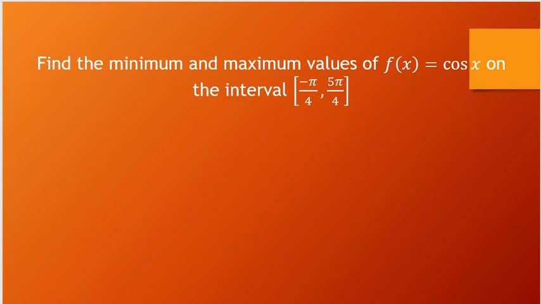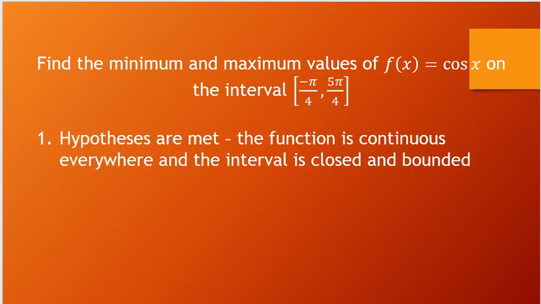Well, the cosine function, cosine of x, is continuous for all real numbers. So yes, the hypotheses are met. Therefore, the EVT guarantees that we have a minimum and maximum value for this function on this interval. Question is, what are they? Now we go into the rest of our process.